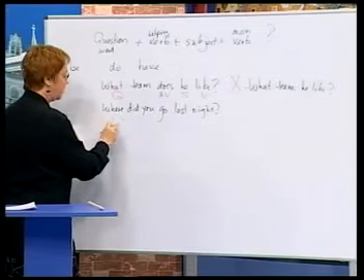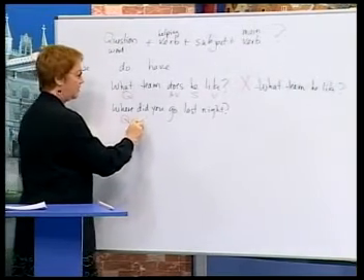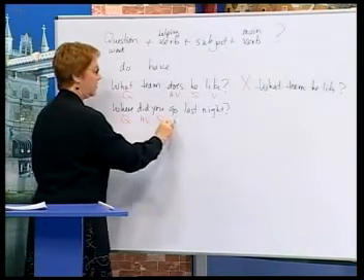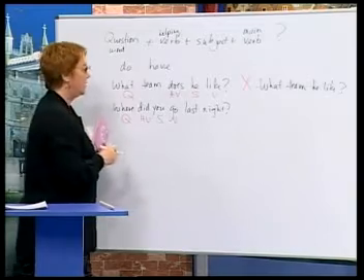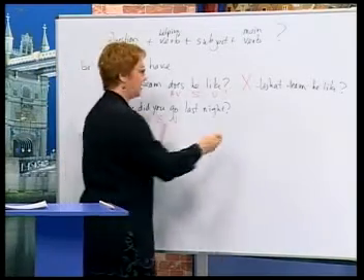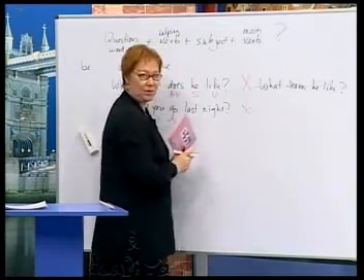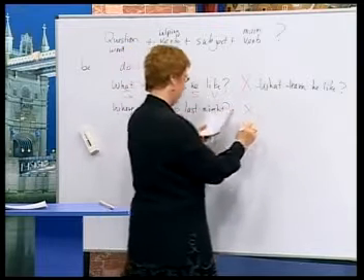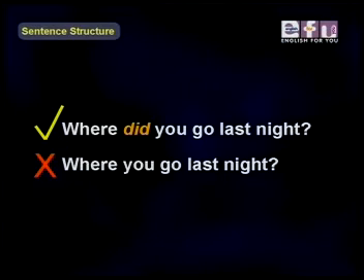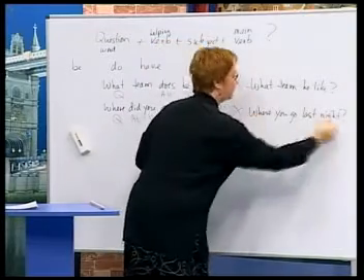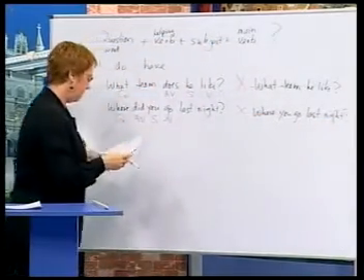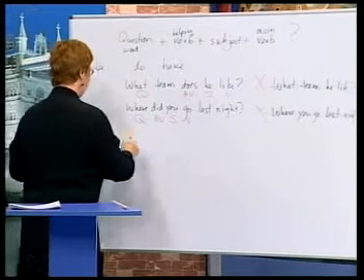Now again, we've got the question word, the helping verb, the subject, and the main verb. Now, you cannot do it like this. No. This is an example of wrong: Where you go last night. No. You cannot do this. All right?